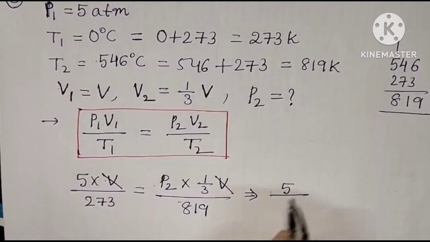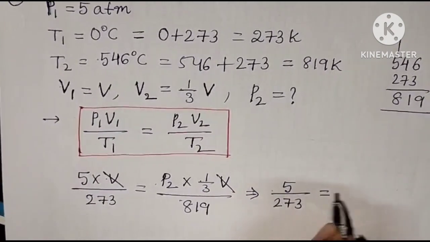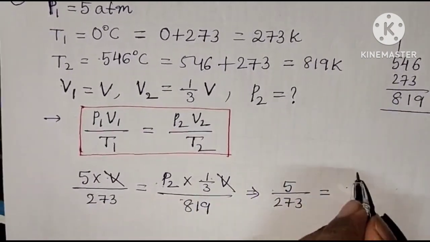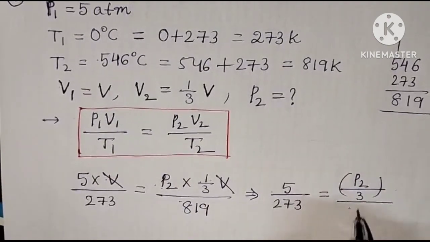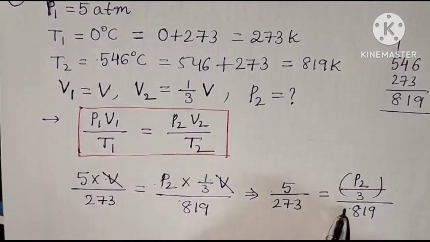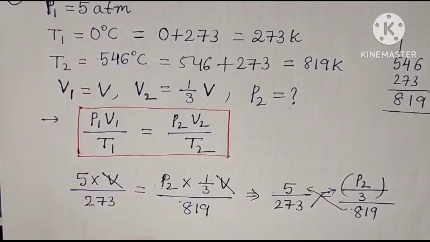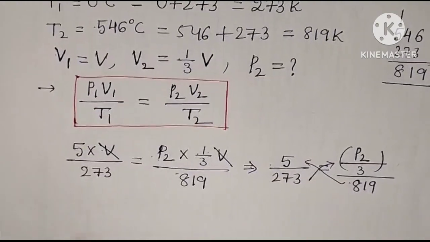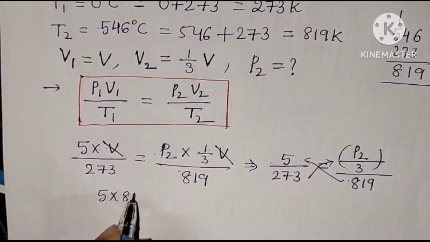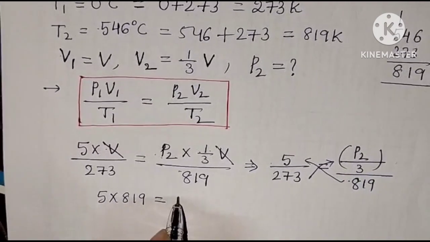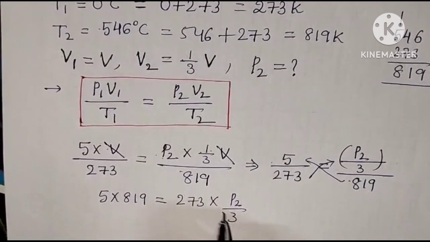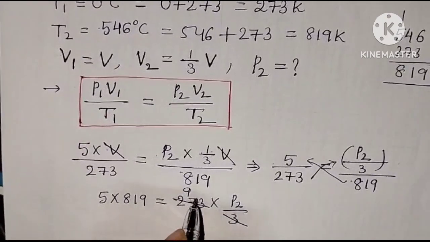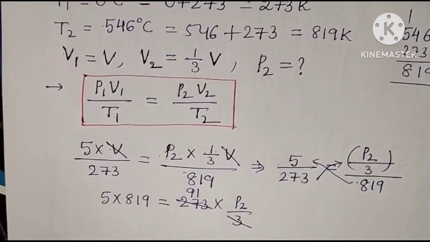So 5 by 273 is equal to P2 into 1, P2 by 3, whole divided by 819. Now apply crosswise multiplication. So 5 into 819 is equal to 273 into P2 by 3. So 3 1s are 3, 9s are 27, 3 1s are 3.